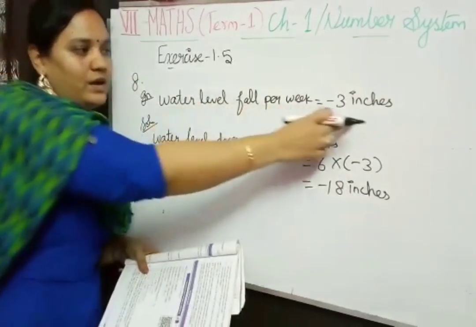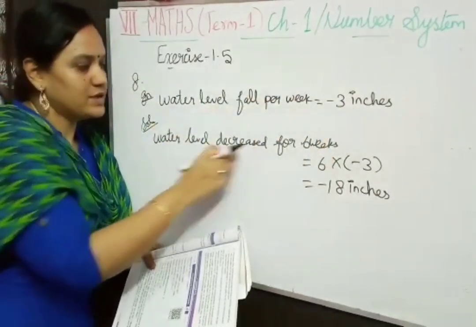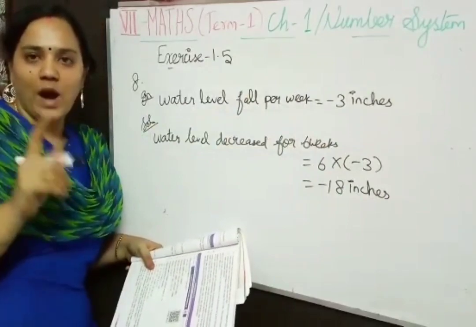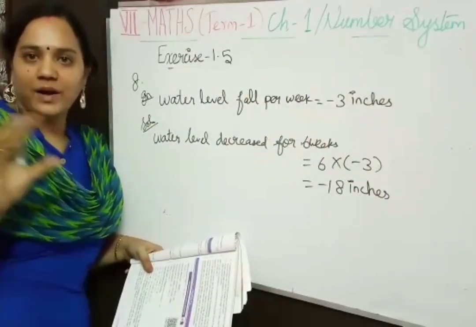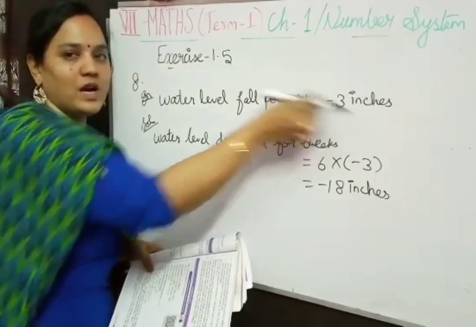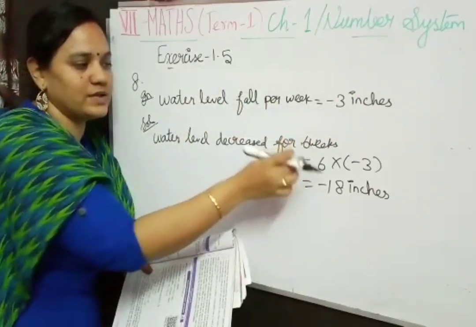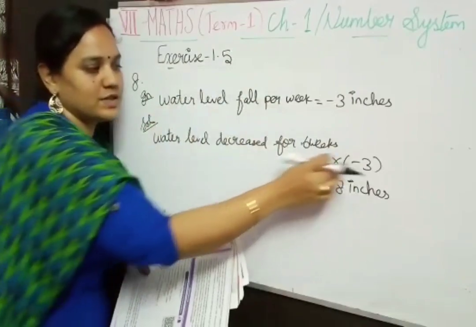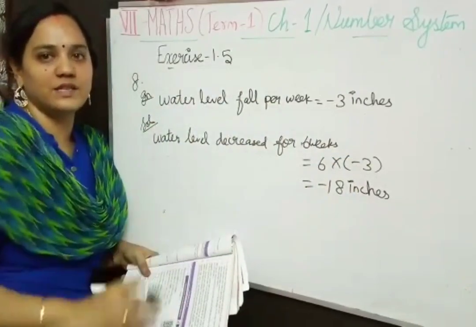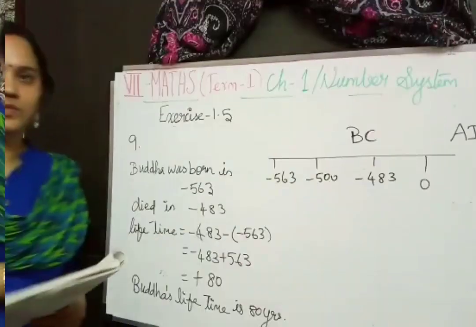So 1 week minus 3 inches means 6 weeks means 6 into minus 3. For example, same I told you already, 1 pen rate is 5 rupees means 5 pen rate is 5 into 5, 25. Same thing. 1 week minus 3 inches means 6 weeks, 6 into minus 3. So 6 3s are 18. So how many inches reduced? 18 inches reduced. Is it clear?